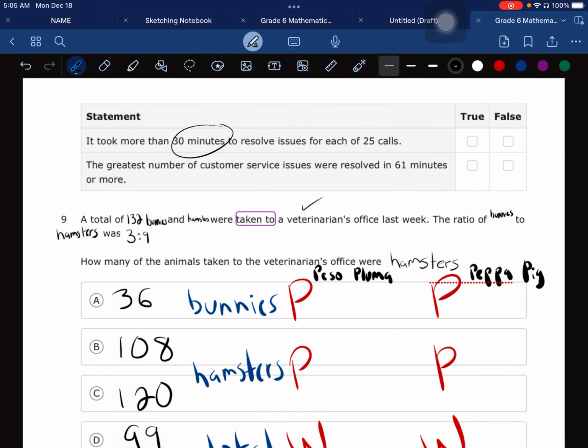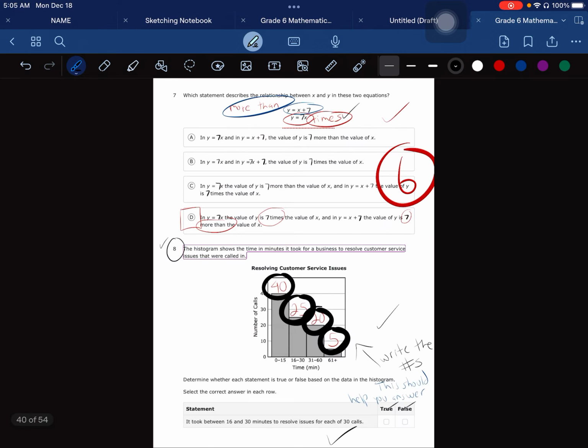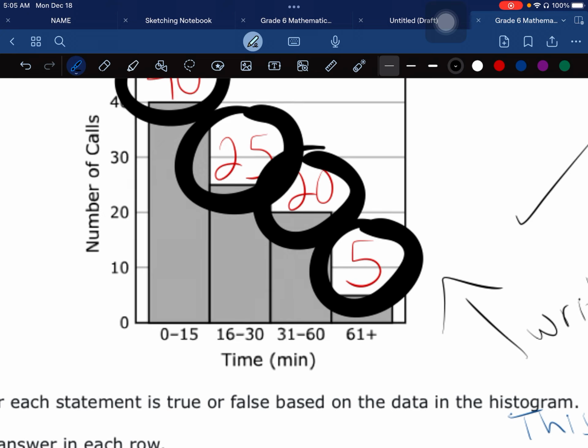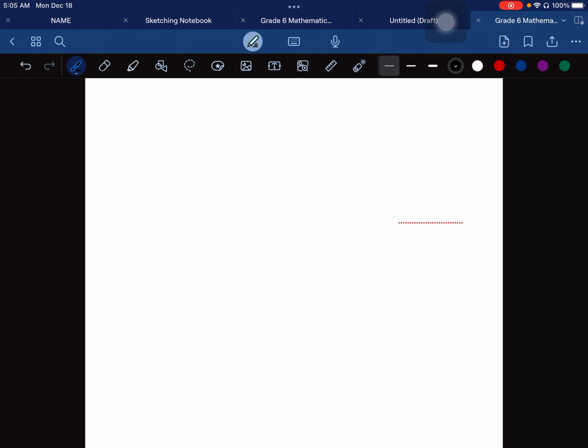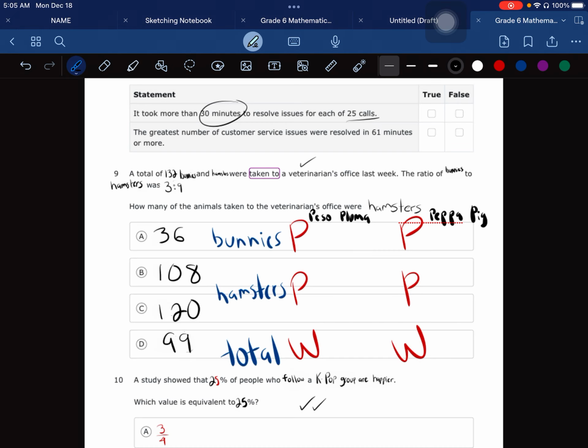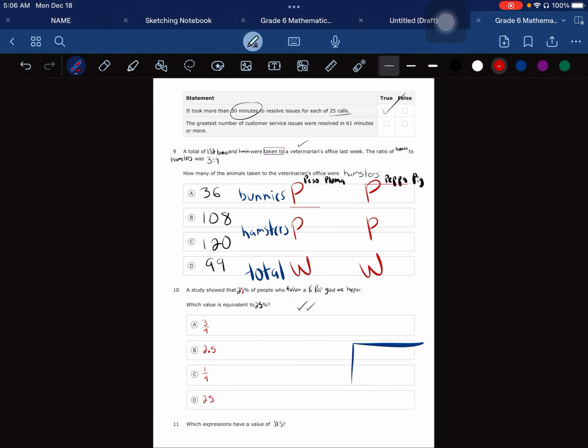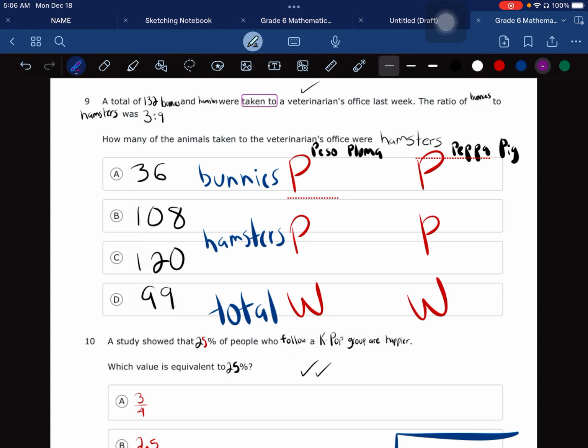So it took more than 30 minutes to receive 25 calls. It took more than 30 minutes, 25 calls, more than 30 minutes. Well, that was true. Boom. Just check the other ones, chicos. They're pretty straightforward, la verdad. But I'm not going to do that one either. So we're just going to stay in 6 for now.